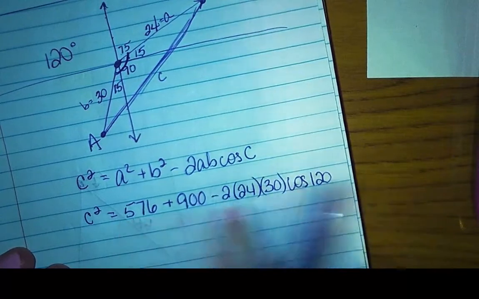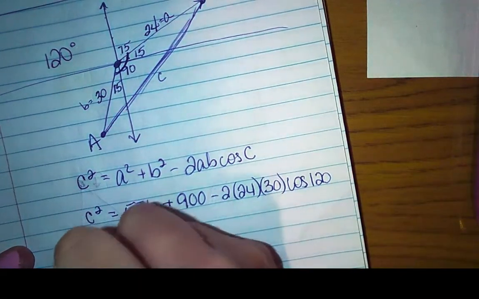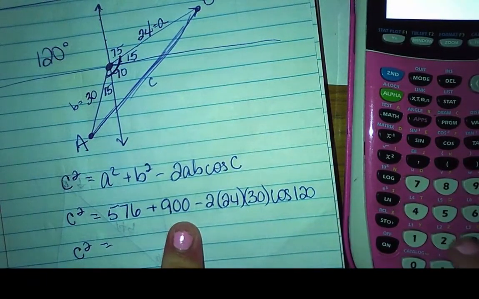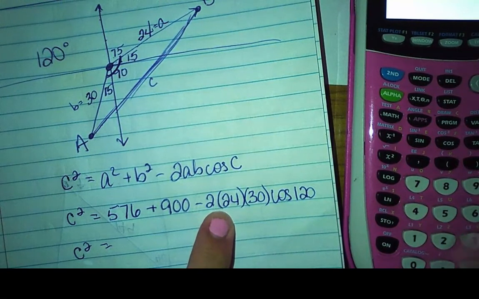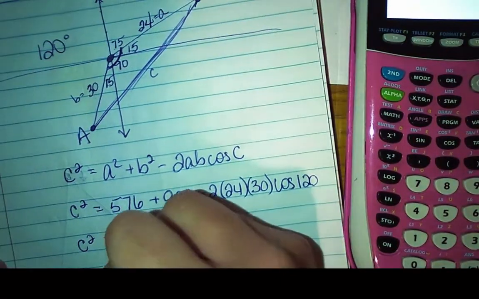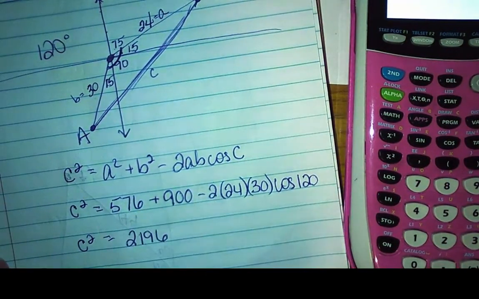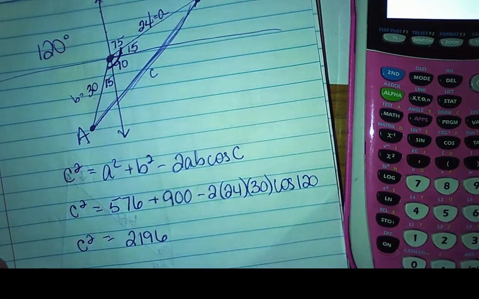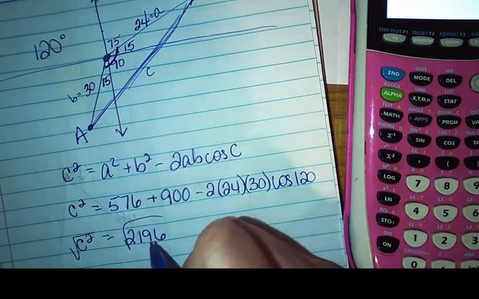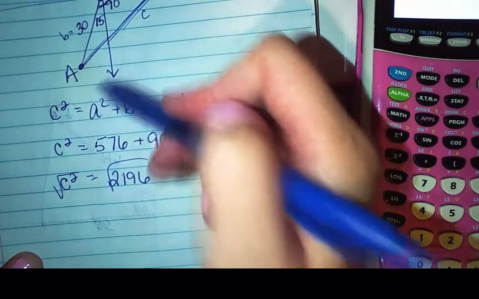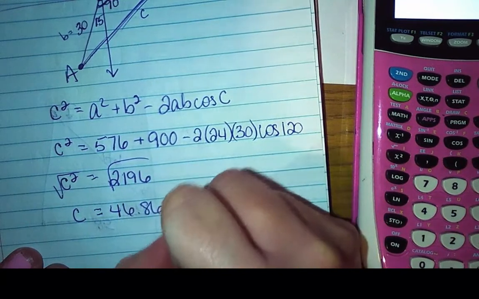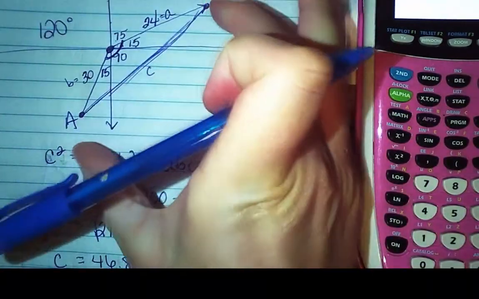Okay, so everything over here I can slap in my calculator. So c squared is going to equal 576 plus 900 minus 2 times 24 times 30 times the cosine of 120. And that gives me 2196. So c squared is 2196. I don't care about c squared. I care about c. So when I take that square root of both sides, remember you're supposed to do a plus minus, but this is distance and it's positive. So I find out that c is 46.86 miles. Okay, so they're about 47 miles apart.